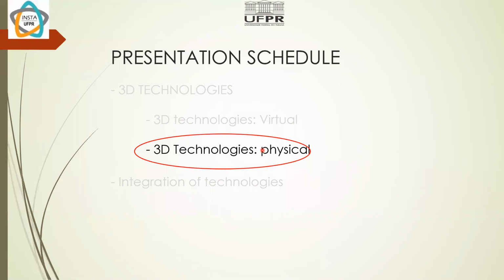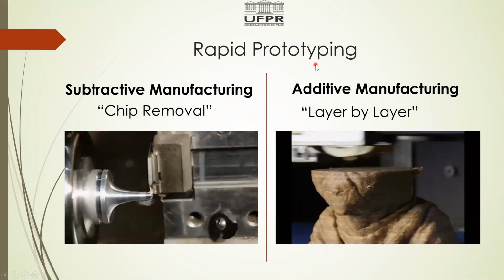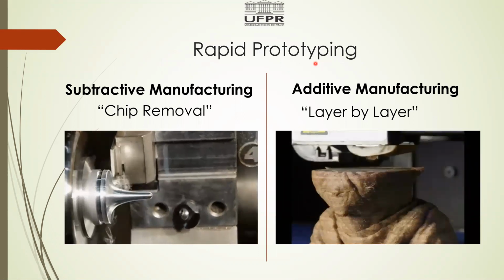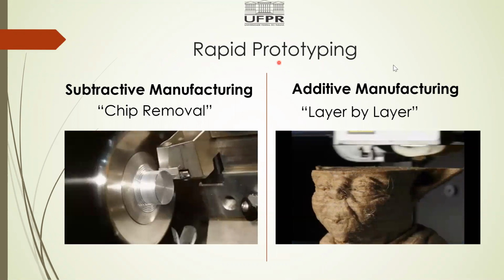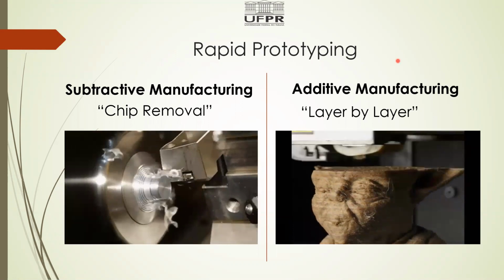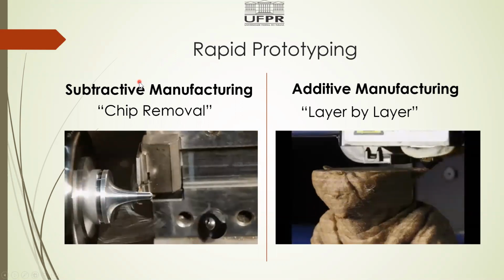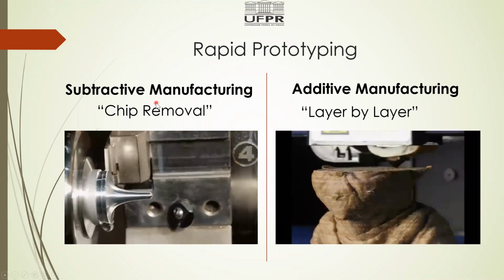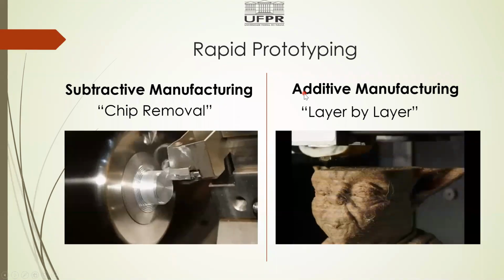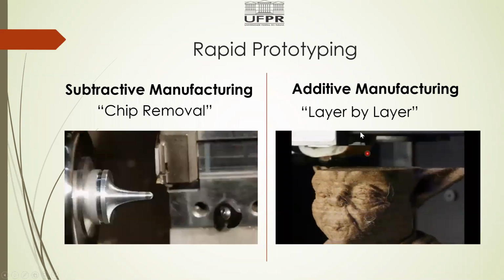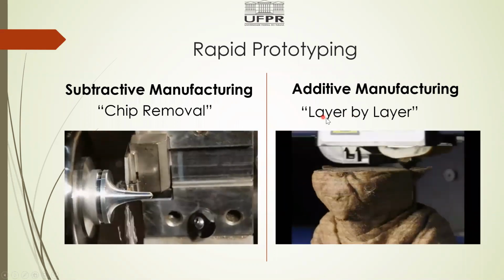and now 3D technology physical. In this case, we are talking about the rapid prototyping. We have two different kinds of rapid prototyping. For example, the subtractive manufacturing, when the chip is removed, for example, machining and milling. And in another case, I have additive manufacturing, when you produce the parts layer by layer, manufacturing by layer.